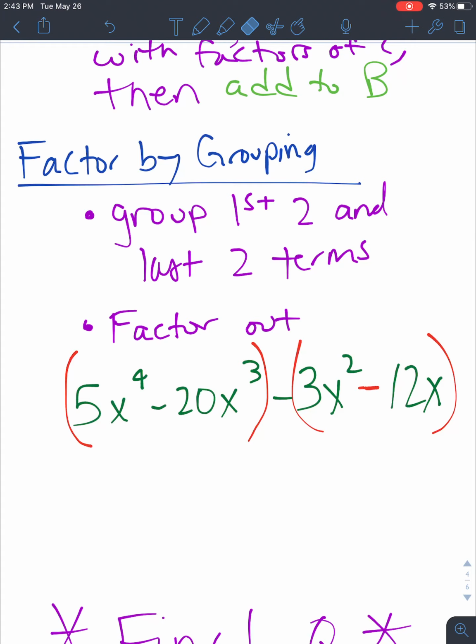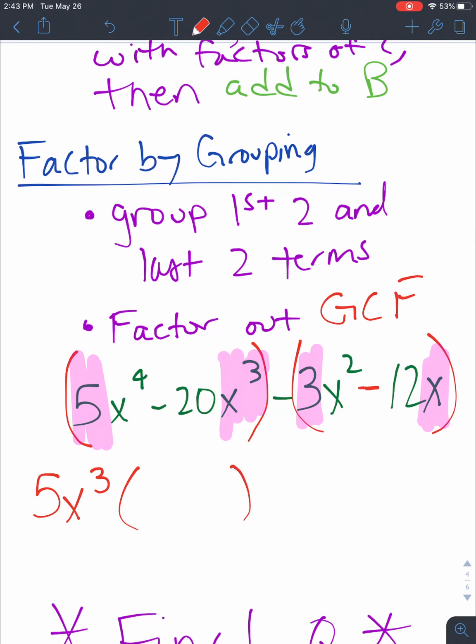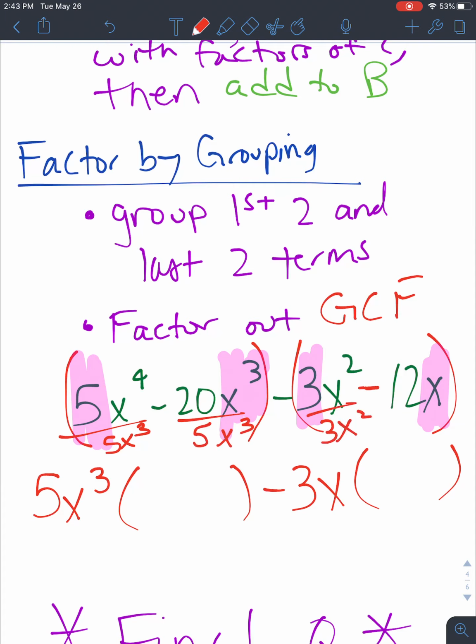Now, after you group the first two and the last two, you have to factor out your greatest common factor, which remember is almost always the leading coefficient and the smallest power of x. So we're going to factor out a 5x cubed from our left term and a 3x from our right. Each of these two on the left get divided by a 5x cubed, and each of the two on the right get divided by a 3x.